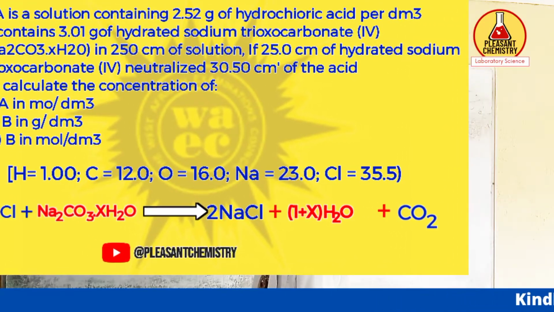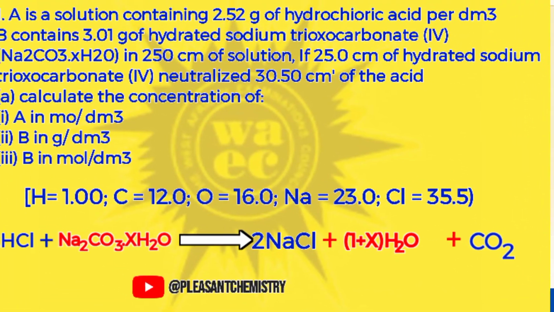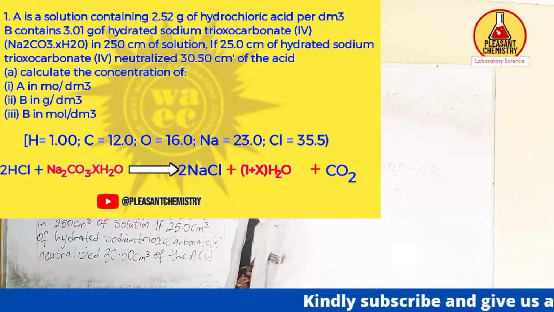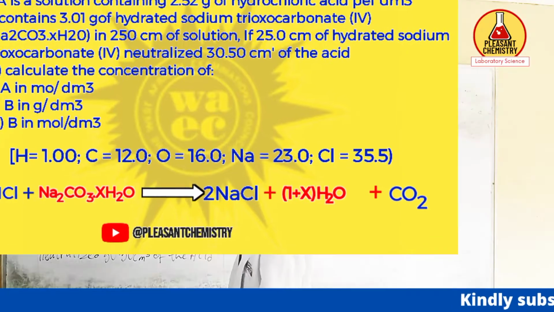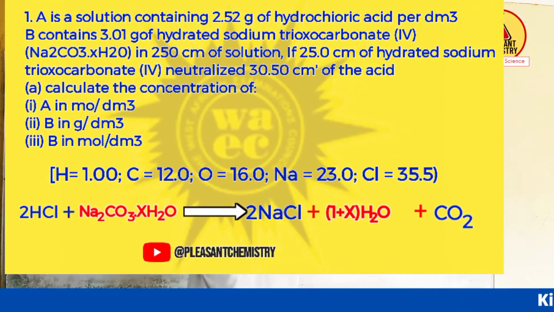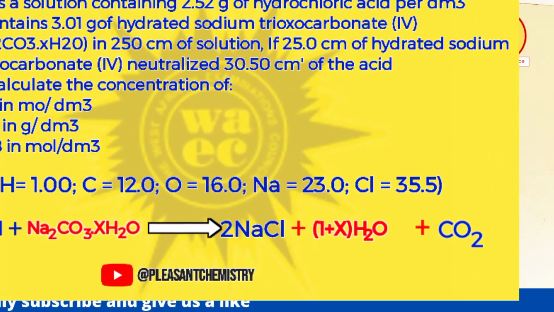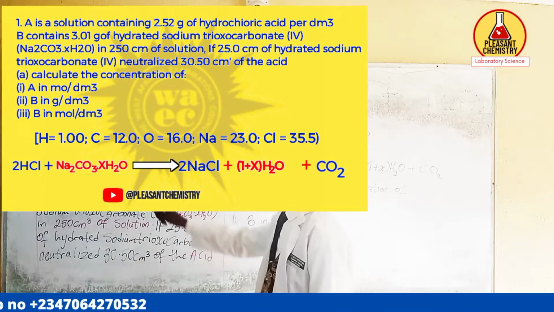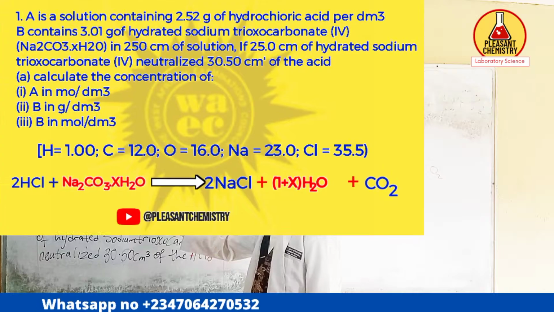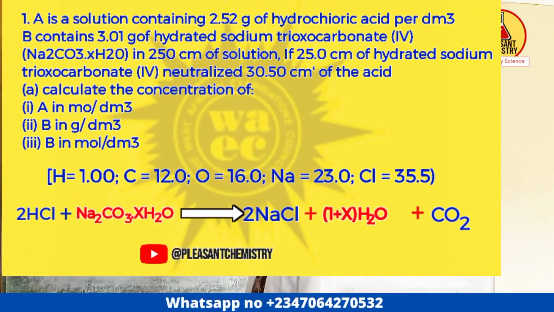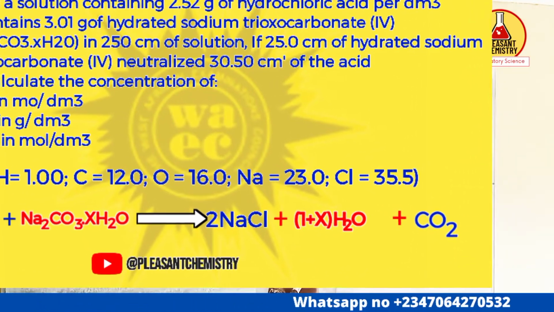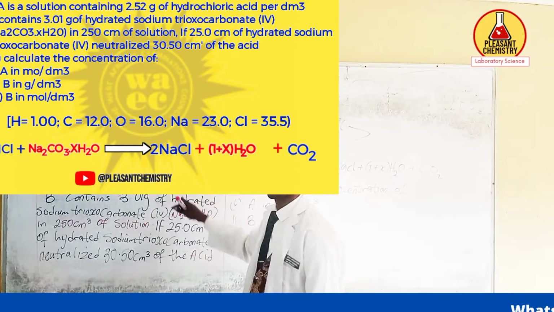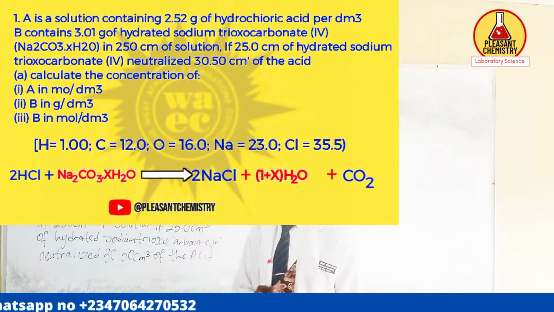A is a solution containing 2.52 grams of hydrochloric acid. Hydrochloric acid, that's our acid, per dm cube. So 2.52 grams per dm cube. That's the mass concentration we are given, and that mass concentration is for hydrochloric acid.